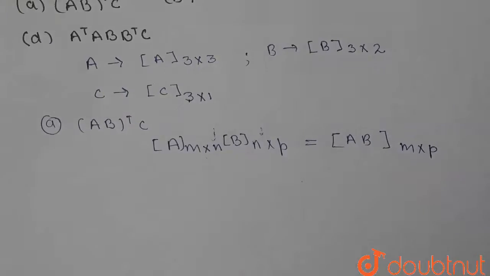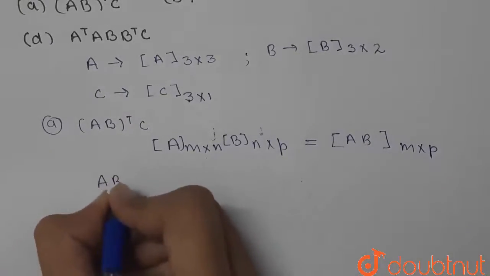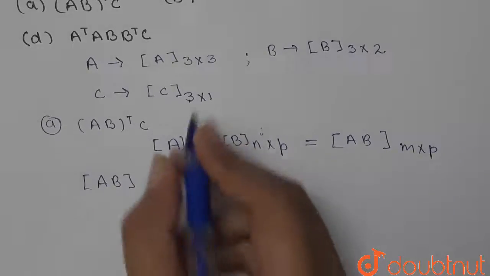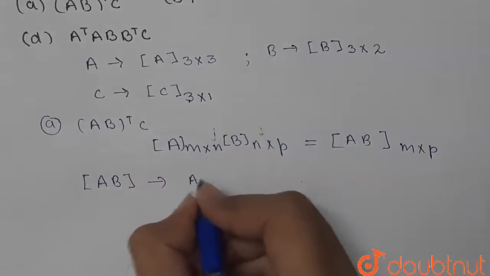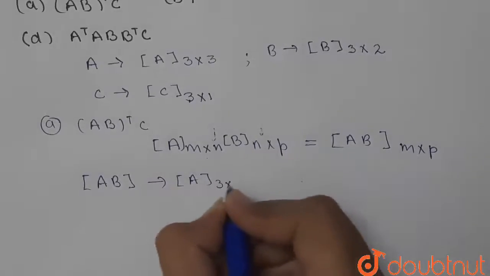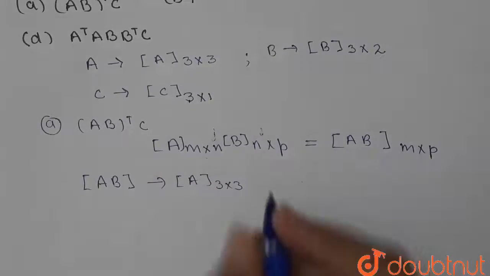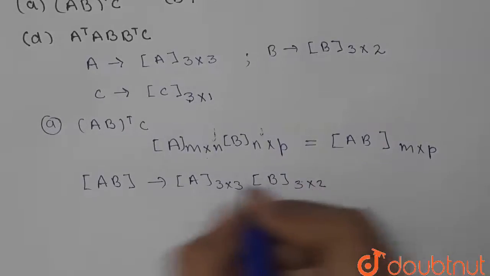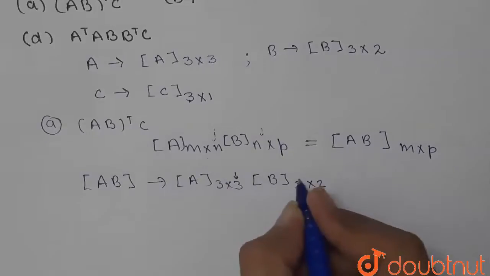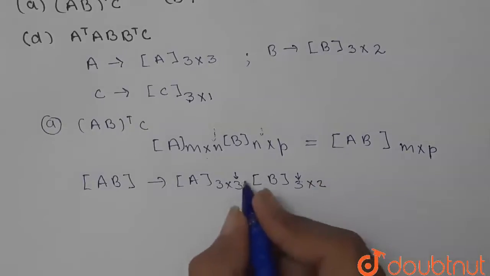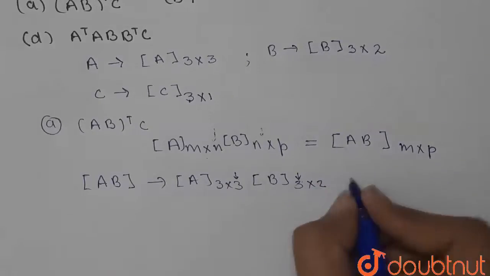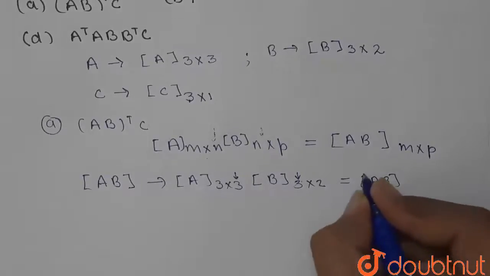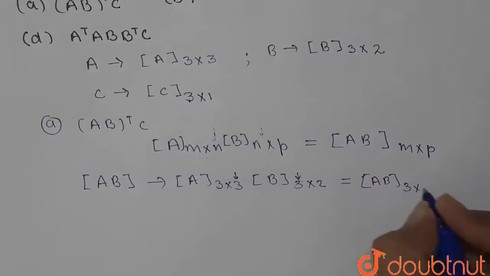So if I talk about AB matrix, what will the order be? A matrix is of order 3 cross 3, into B matrix whose order is 3 cross 2. That means the number of columns in A matrix and the number of rows in B matrix are the same, so these will get cancelled. The resultant AB matrix will be of order 3 cross 2.